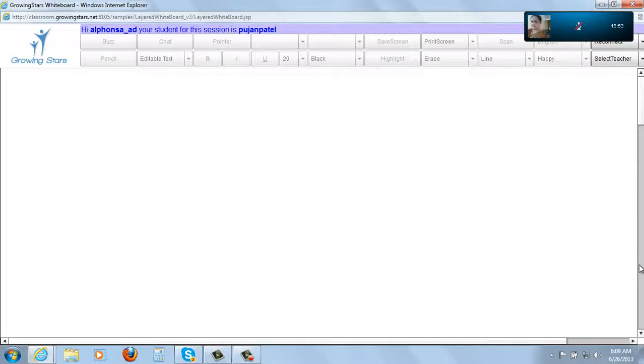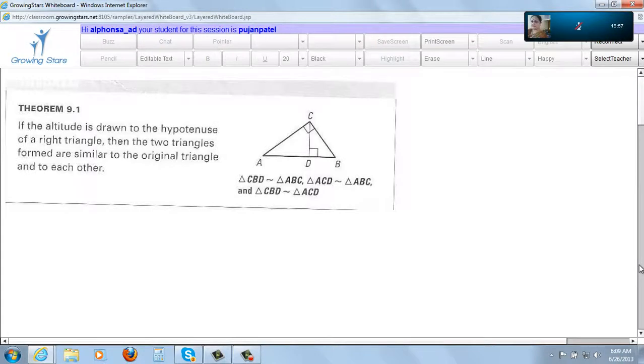So this is the worksheet I've prepared for this lesson. In right triangles, the first theorem to be done is one of the most important theorems. This theorem is also very helpful in proving Pythagoras' theorem.